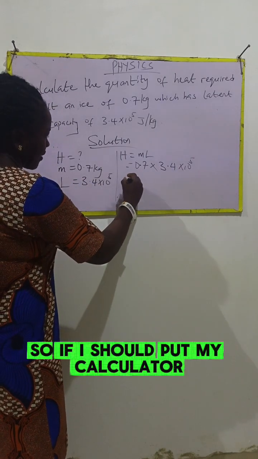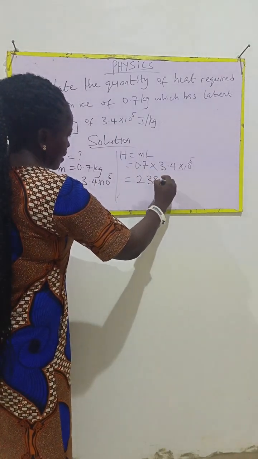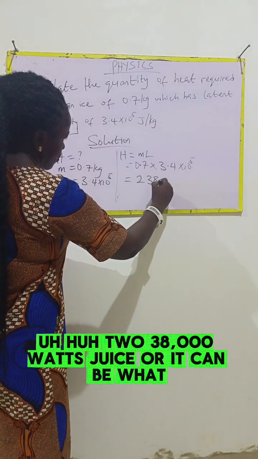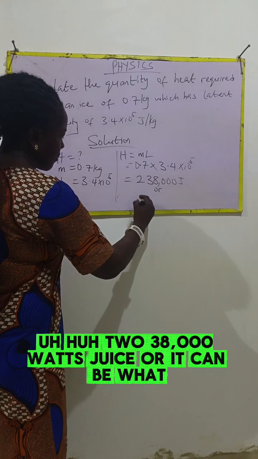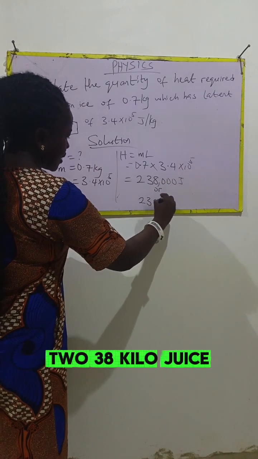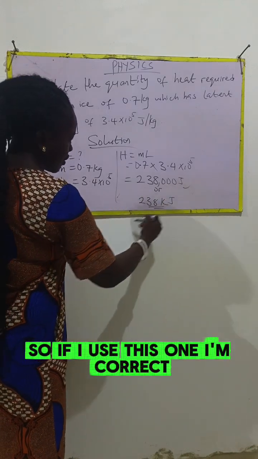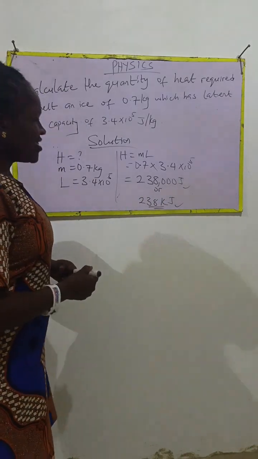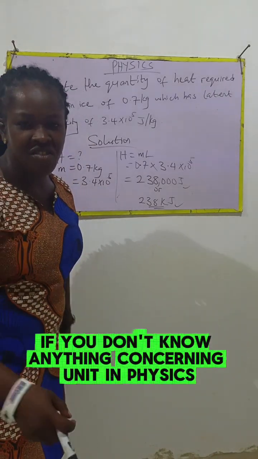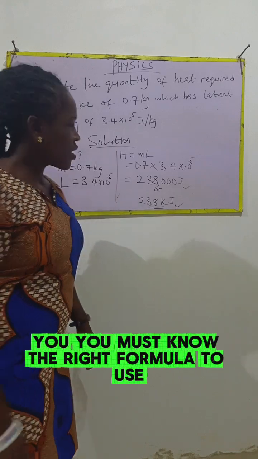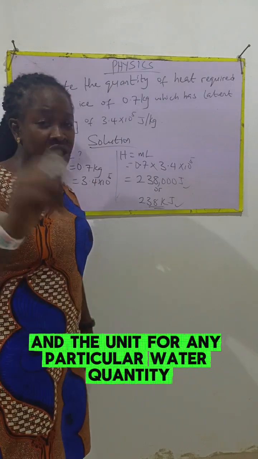So if I punch my calculator well, I will have 238,000 what? Joules. Or it can be what? 238 kilojoules. So if I use this one, I'm correct. If I use this one, I'm correct. This is why I said, if you don't know anything concerning unit in physics, physics will finish you. You must know the right formula to use and the unit for any particular quantity you're finding.